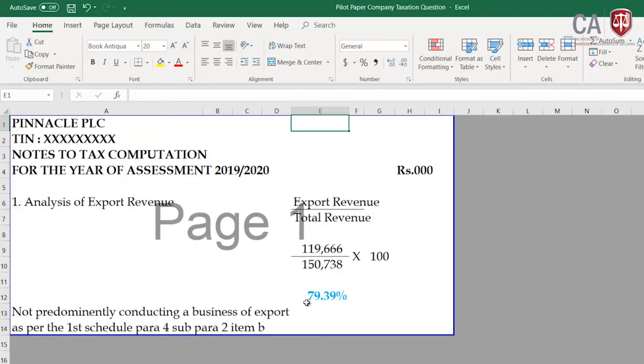Reduced tax rate of 14% on what? The provision of exports, maybe services, maybe goods. If it is predominantly conducting the business of providing exports under specified business undertakings, then you can apply the rate of 14% irrespective of group or anything. Then you need to compute what the applicable tax rate is for this. Then export revenue divided by total revenue. I have taken the two export revenues given in the paper.